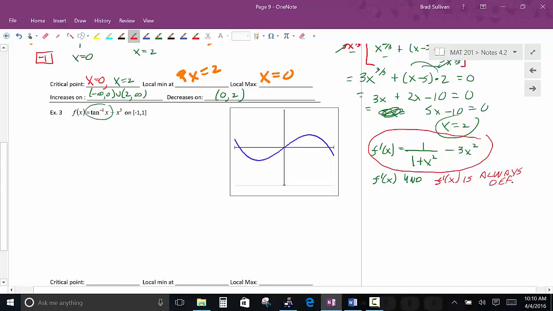Does that make sense? If you didn't see that, you could set 1 plus x squared equals 0 and you get imaginary numbers, so that would tell you that's not a problem. So what do you do next? You take the derivative and you set it equal to 0. Let's write that down and see if we can solve this equation.